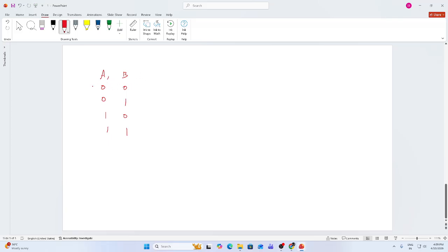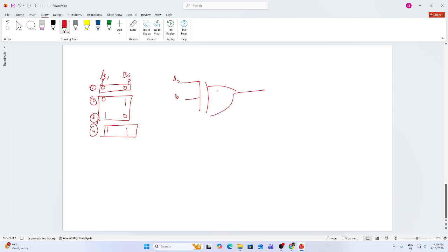Let me write the first case, second case, third case, fourth case. In the first case, signs are equal. In the fourth case also, signs are equal. In the second and third cases, signs are not equal. But how to identify that in hardware? We connect the sign of a and the sign of b to an XOR gate and perform the logic.